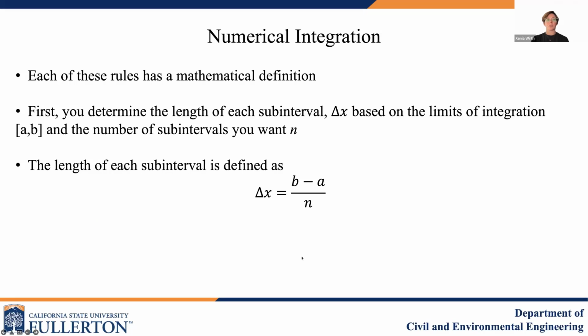So I just showed you what these rules look like graphically, but you can also do it mathematically using summing. But the first thing you need to do is determine the length of each subinterval, which is delta x. And this is going to be based on the limits of integration and the number of subintervals you want. So that's n, and you choose n. The more subintervals, the more accurate the approximation. We define the length of each subinterval, or the base or the width of each rectangle, as delta x, and that is b minus a over n.